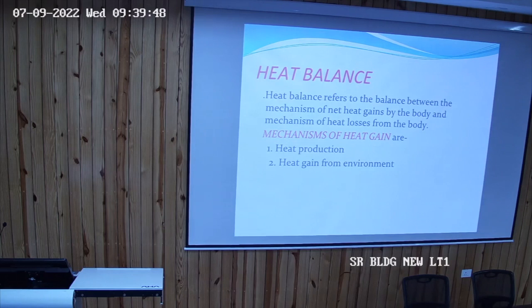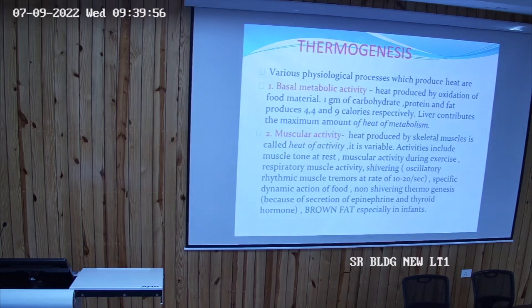ओके, mechanism of heat gain or heat production, heat gain from environment. What is the other term for this heat production? Thermogenesis. Genesis is formation.